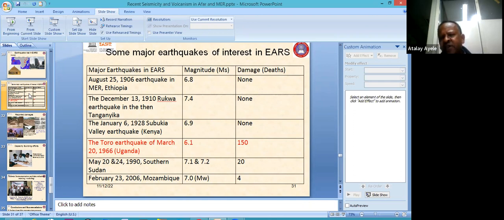Communication was very difficult, even if some people might have died. No telephone, no communication. For instance, in 1906, no one would know if someone had died somewhere in the jungle because of an earthquake. In 1910, Ruku earthquake, the same. But by some means, for the Toro earthquake that occurred in Uganda, the casualties were nicely reported. So my answer is either truly there was no damage because it happened in the jungle, or the damage was not properly reported.